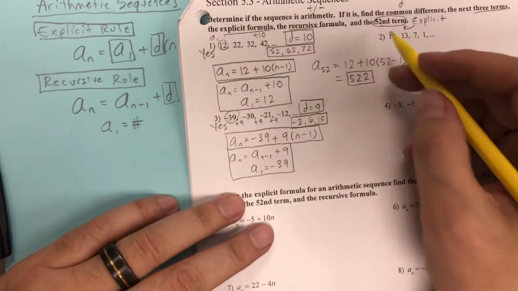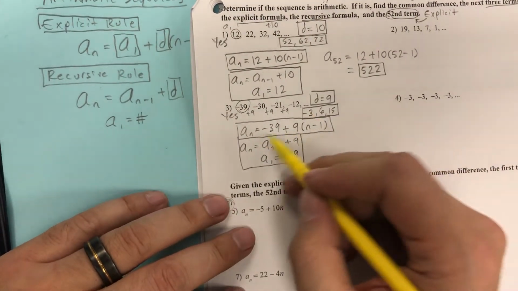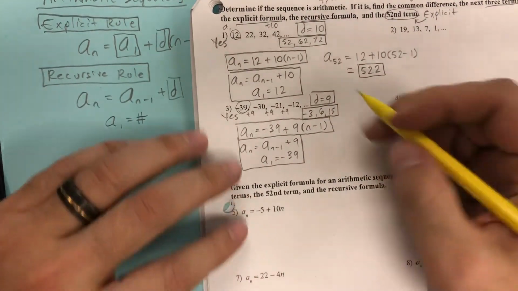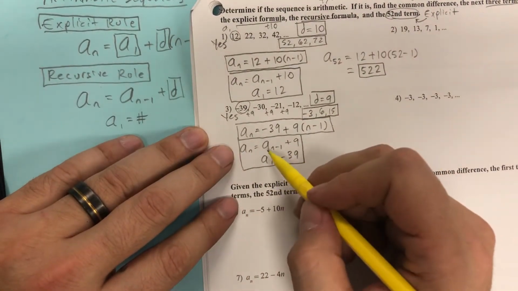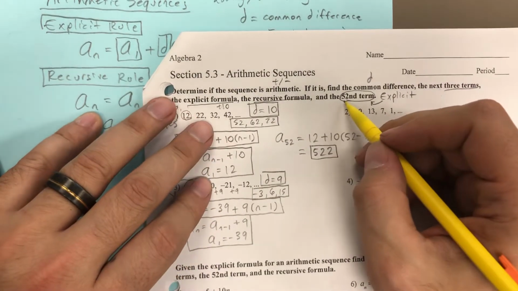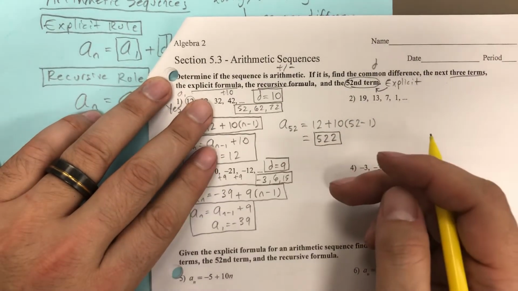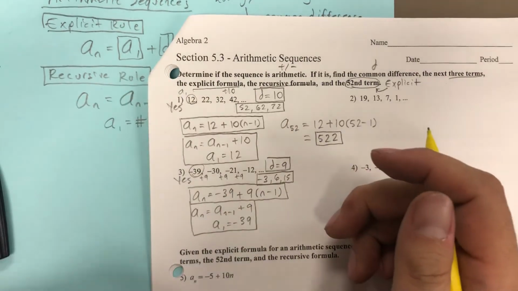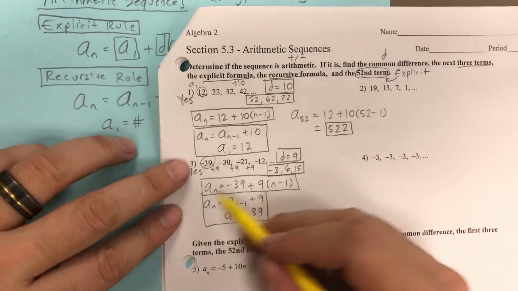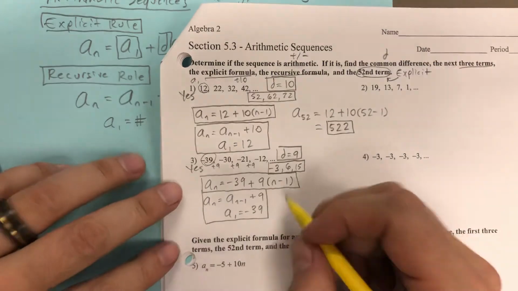Now I need to find the 52nd term. And to find the 52nd term, the best way to do that is to use the explicit rule. So do you know why you use this instead of this? It's because the recursive rule depends on the fact that you know the previous term. So that means that to know the 52nd term, I need to have the 51st term. And to have the 51st term, I need the 50th term. And to have the 50th term, I need the 49th term. All the way down. So it's just easier to use the explicit rule because we can jump ahead straight to the 52nd term by plugging in 52, and that's why we do it.